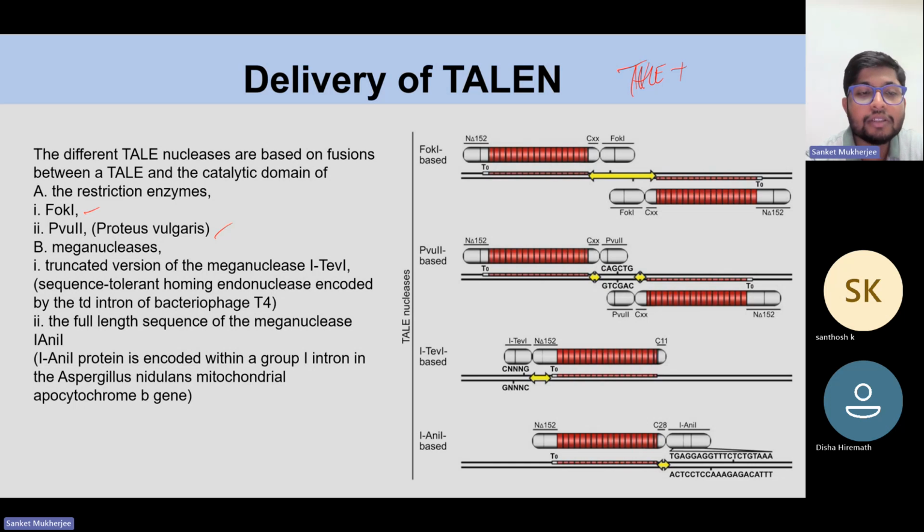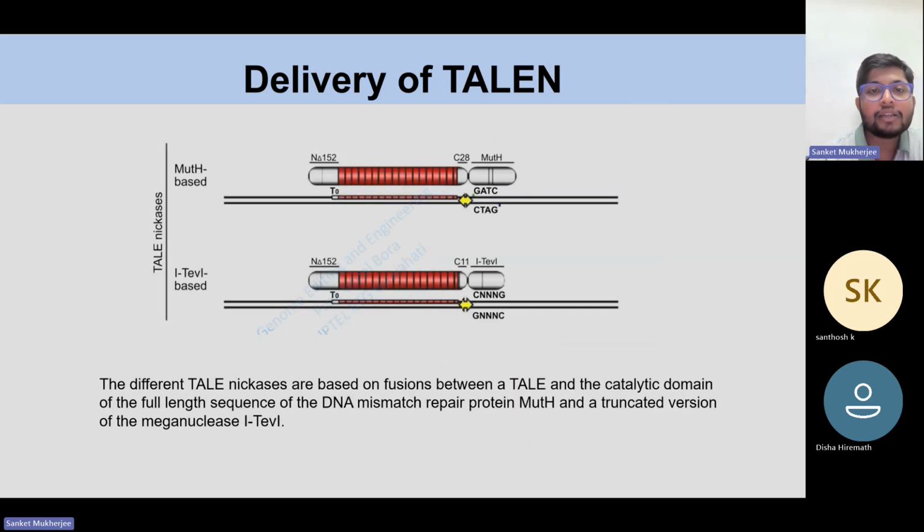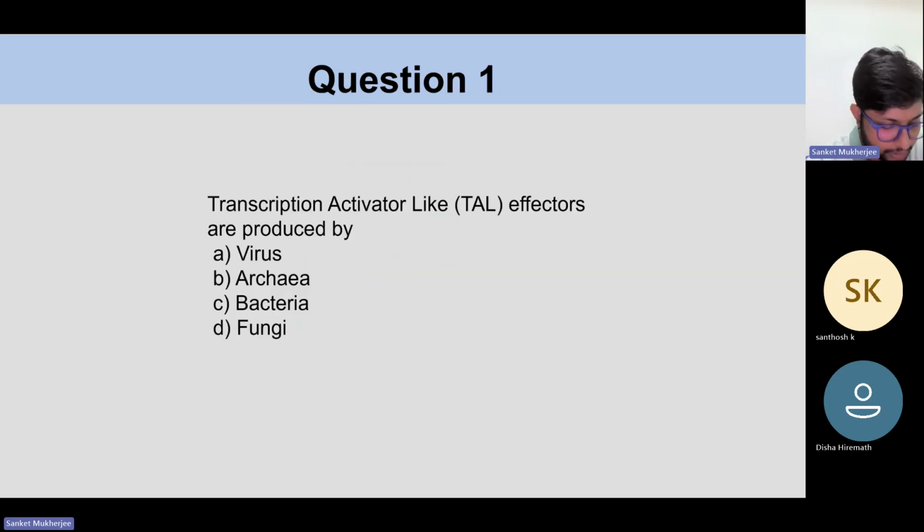So there are different nucleases which are fused with the TAL proteins, and we create TALENs, which are transcription activator-like effector nucleases. Similarly, we have nickases, which cause nicks in the DNA. So these are different methods by which we can use them. Now, transcription activator-like effectors are produced by what? Virus, archaea, bacteria, or fungi?